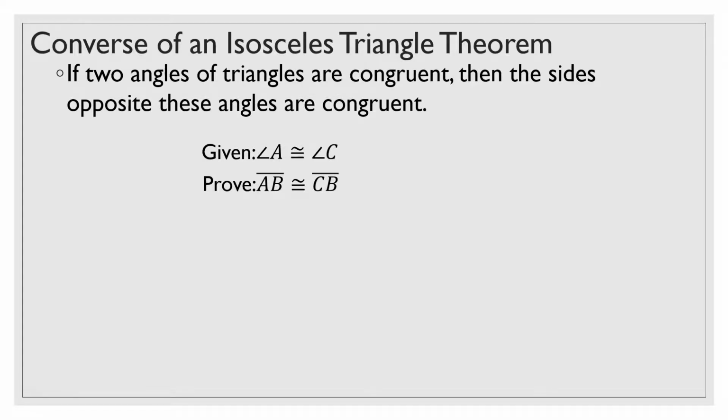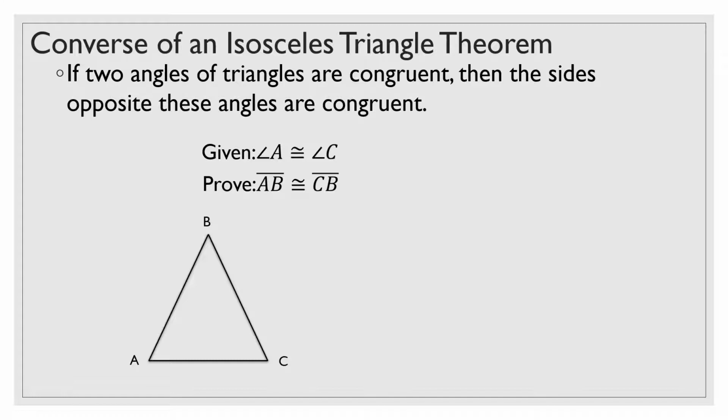The converse of an isosceles triangle theorem. The isosceles triangle theorem is written in if-then form. Now, we will just get its converse. It states that if two angles of a triangle are congruent, then the sides opposite these angles are congruent. So let's consider triangle ABC. Mathematically, we can prove this by constructing an angle bisector.